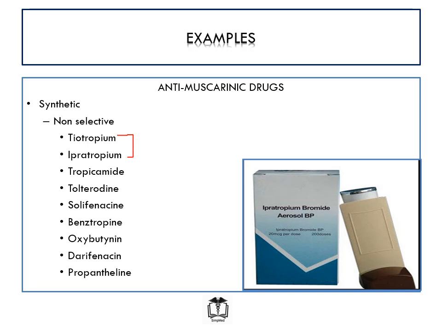Tropicamide, tolterodine, solifenacin, benztropine, oxybutynin, darifenacin, and propafenine are all examples of non-selective synthetic acting drugs. You might have a little bit of confusion in your slide compared to my slide. Sometimes we tend to classify tiotropium and ipratropium as part of the semi-synthetic drugs. So whatever is given in your slide, please do follow.